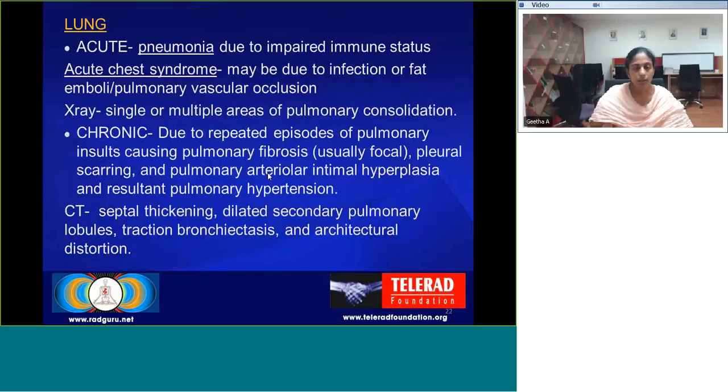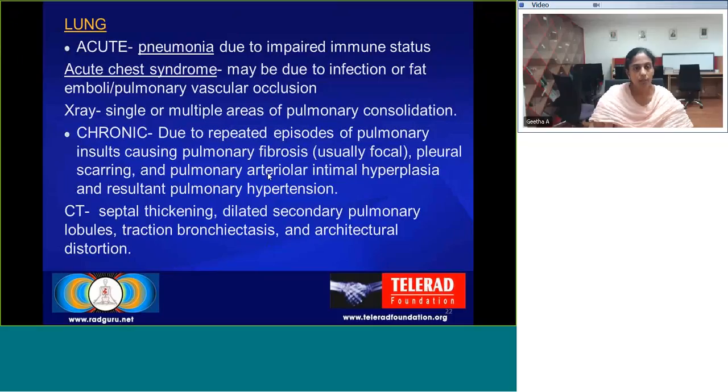In the lungs, it can present as infection due to impaired immune state. The acute chest syndrome may be also due to fat emboli or pulmonary vascular occlusion. On X-ray, single or multiple areas of pulmonary consolidation.